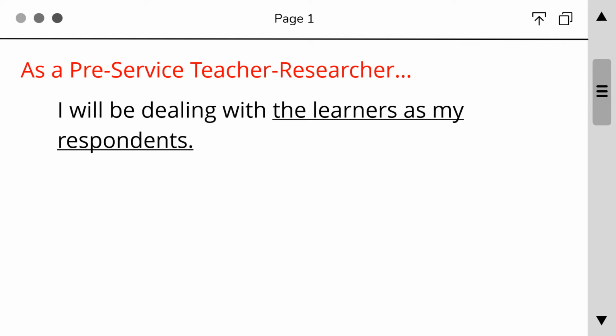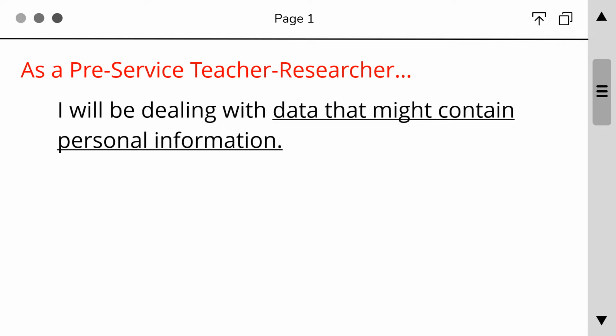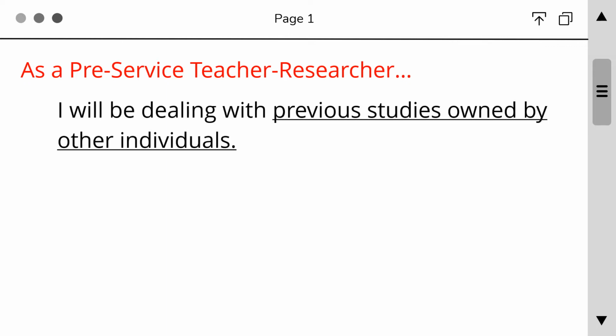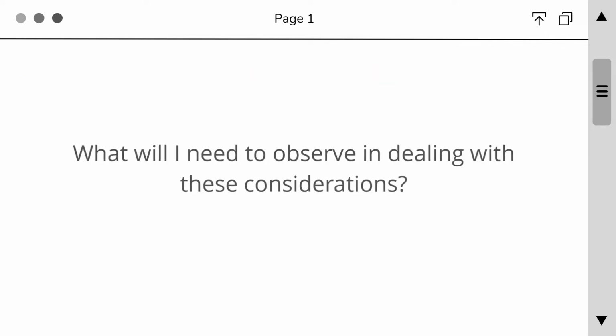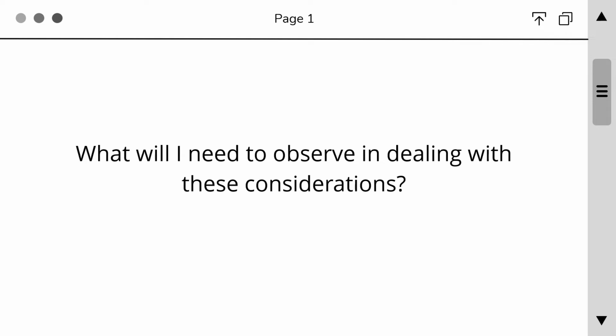As a pre-service teacher researcher, I will be dealing with the learners as my respondents. As a pre-service teacher researcher, I will be dealing with data that might contain personal information. As a pre-service teacher researcher, I will be dealing with previous studies owned by other individuals. And as a pre-service teacher researcher, I will be getting data that may cause unexpected results. With all this in my mind, what will I need to observe in dealing with these considerations?